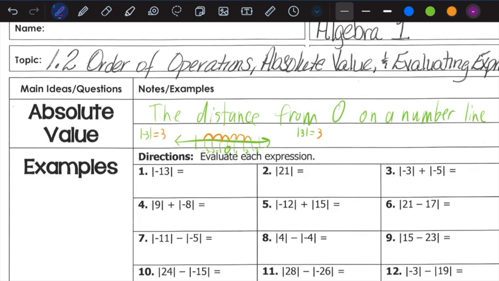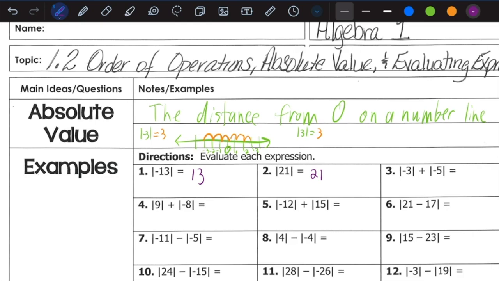So number 1, the absolute value of -13. How far is -13 from 0? Well, -13 is 13 from 0. It's positive 13. Number 2, absolute value of 21. How far is 21 from 0? Well, 21 is 21 away from 0. Or it's already positive, you can think about, so it doesn't need to change.